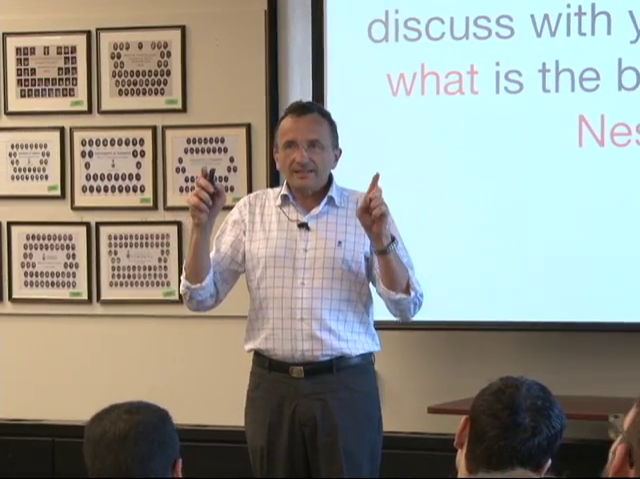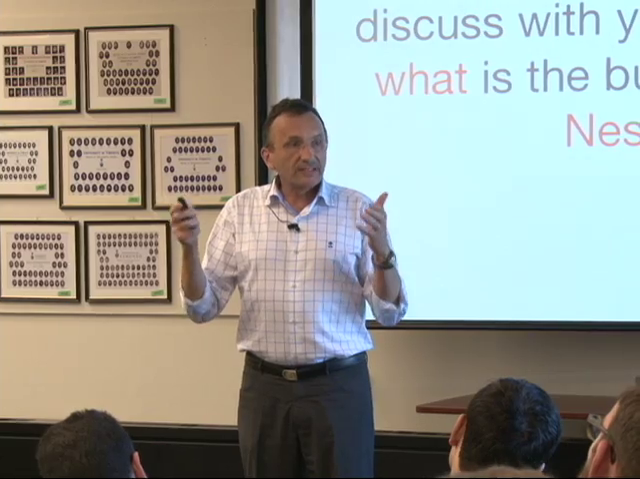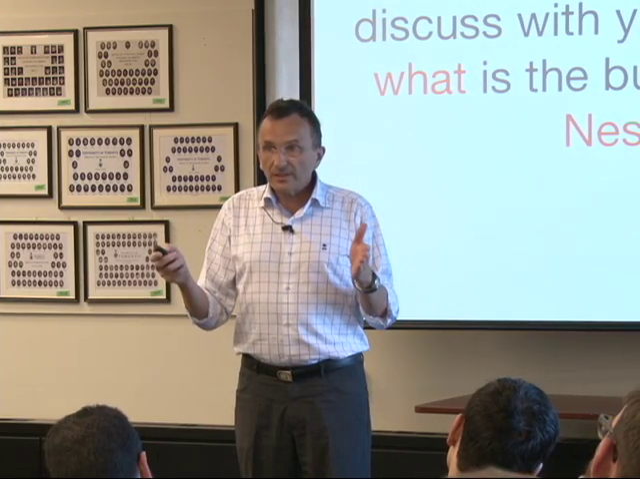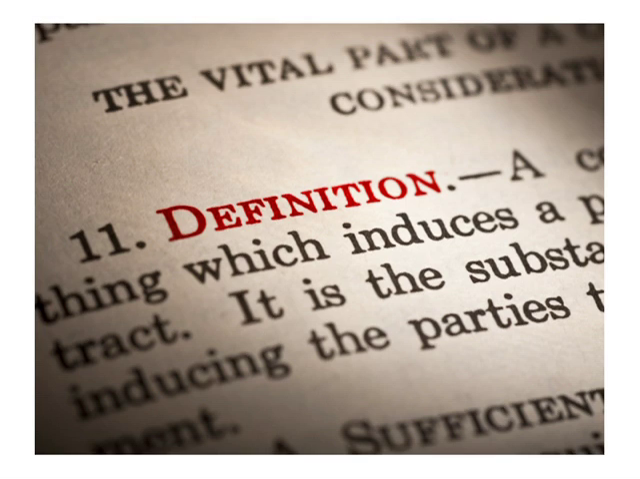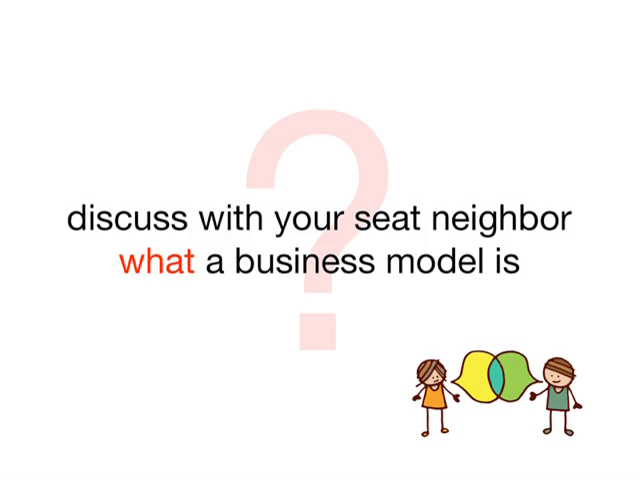So it means that since you were able to discuss what's the business model of Nespresso, you have an idea of what a business model is, correct? So take 2 minutes, and you have to tell me what a business model is. So the next question is, you discuss with your neighbor, and you tell me what a business model is. Correct? 2 minutes again.